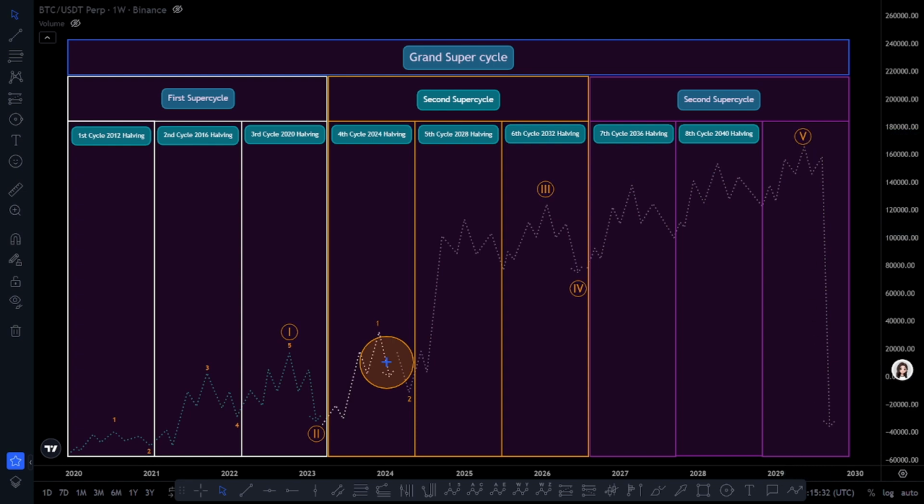Since we already have Waves 1 and 2 of the grand supercycle, we now expect Wave 3. This is where the current price of Bitcoin is positioned. The fourth halving in 2024 is about to complete the first cycle of the second supercycle within the larger Wave 3 of the grand supercycle. The price of Bitcoin may now be entering the post-halving or bear market phase to complete this cycle.